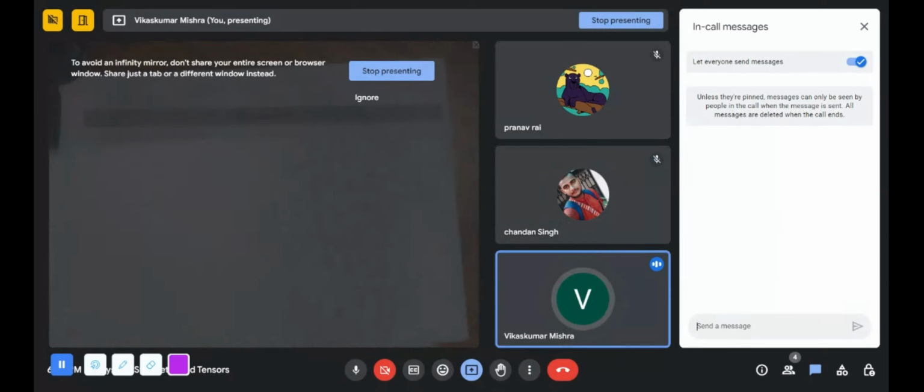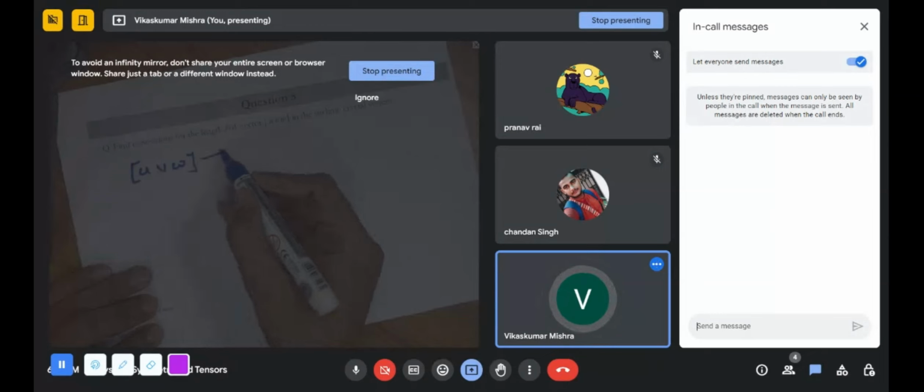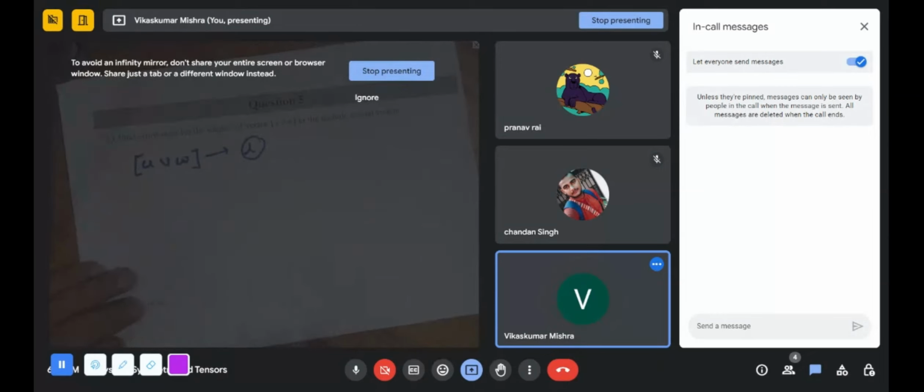So let's move to the next question, question number 5. Question number 5 is asking us to find the length of the vector UVW in a triclinic crystal system. There is a direction given to us, UVW, its Miller indices are given, and we need to find the length of this particular direction in the triclinic system.